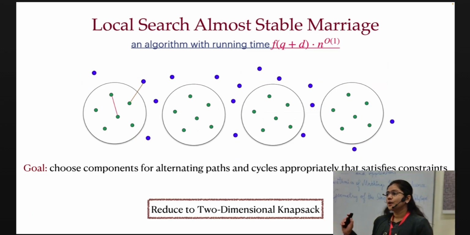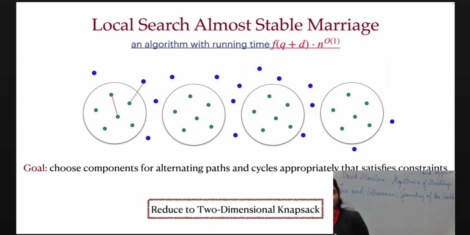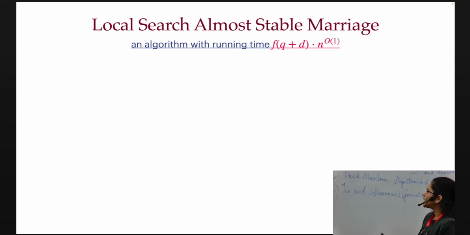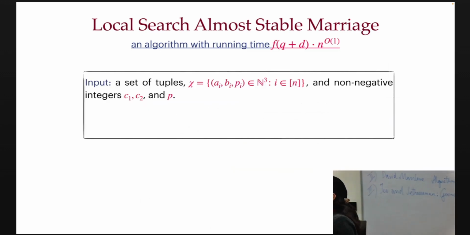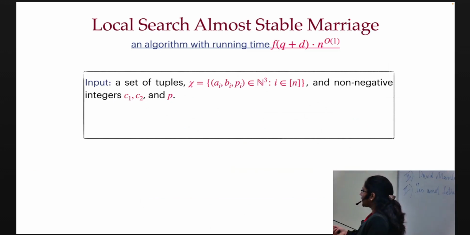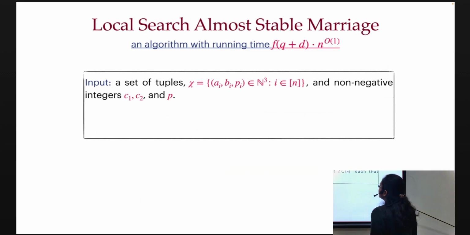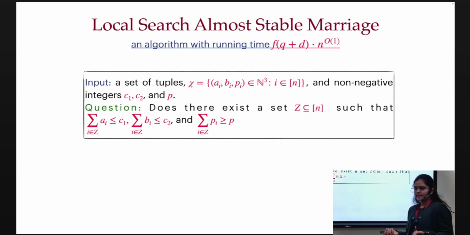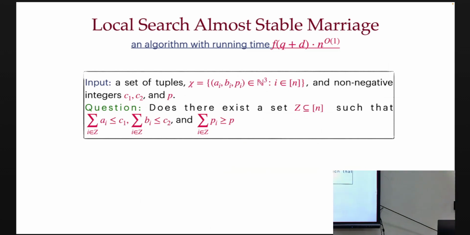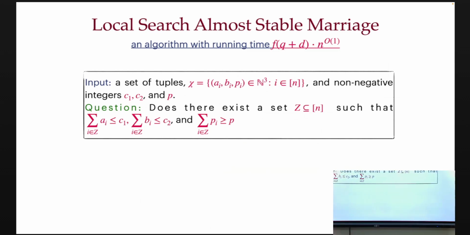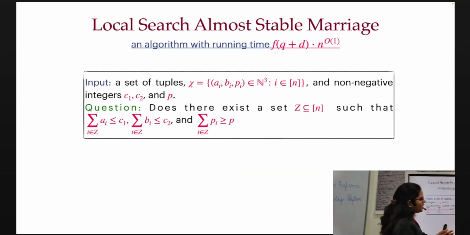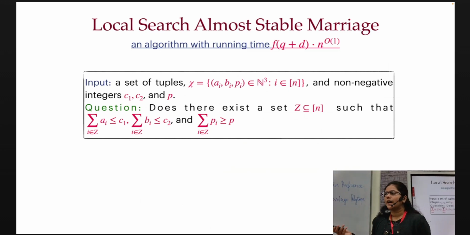How many of you know about just the knapsack problem? All of you know. Okay. So what is two-dimensional knapsack? As the name suggests, you have two dimensions. You have a set of tuples and non-negative integers C1, C2, P. We want to choose some tuples such that the summation of first values is at most C1, the summation of second values is at most C2, and the summation of third values is at least P. Like in one-dimensional knapsack you have a budget constraint and a profit constraint, here in some sense you have two budget constraints.